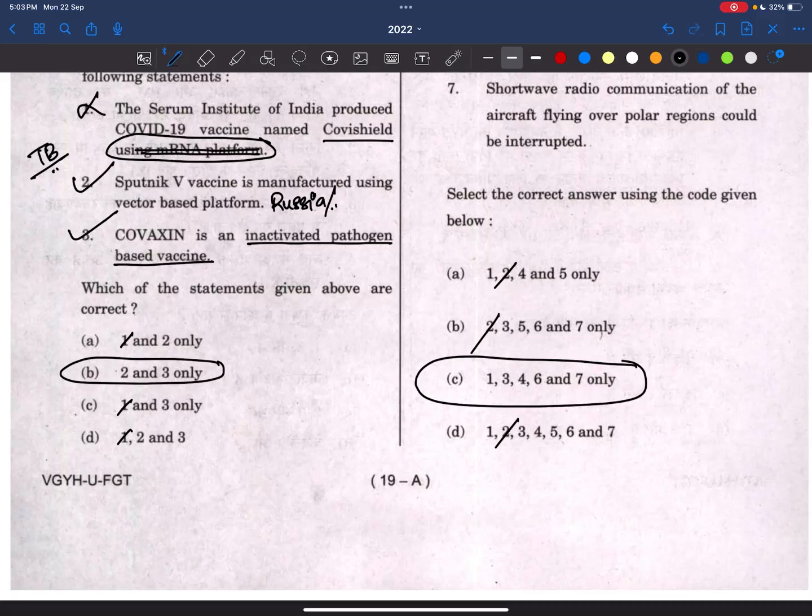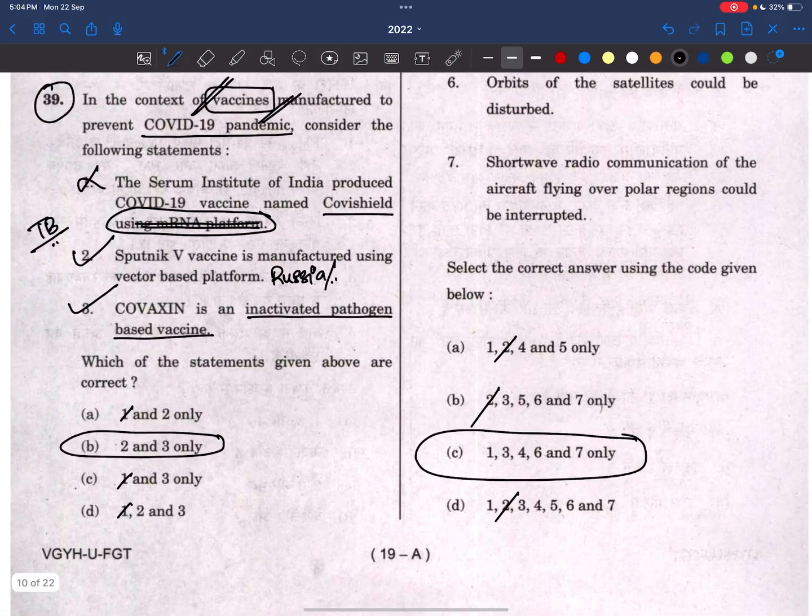Okay, I hope you are getting this. So don't apply logic or hacks in the first instance. Try to read all these statements. Then if you are not in a position to attempt, you can use hacks. But knowledge is very important.